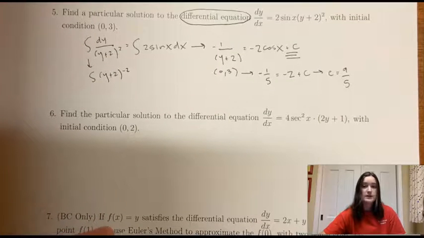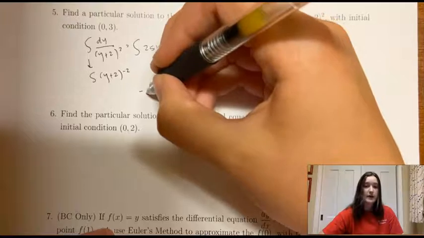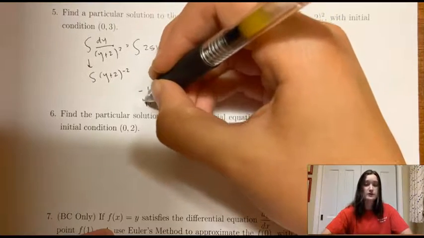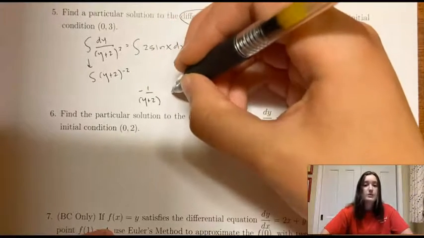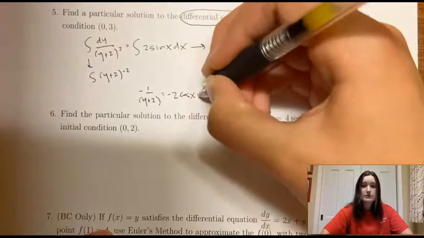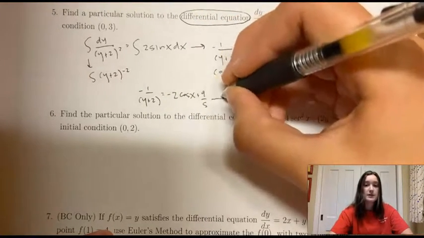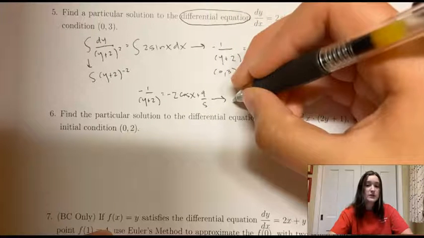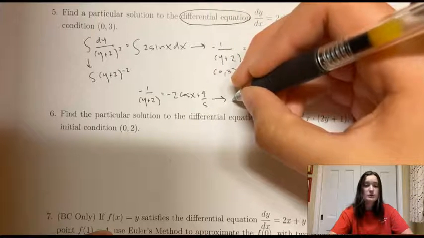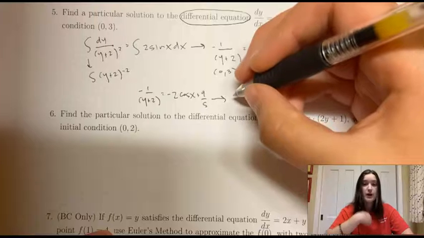Okay, so then we're going to take that 9/5 and just rewrite what we had, subbing in the 9/5 for c. So you're pretty much just rewriting things. Negative 1 over y + 2 equals negative 2 cos x + 9/5. And the next step here is to isolate y. So the first thing that I'm going to do is just multiply all of that x side by the negative to get rid of the negative on the y side.